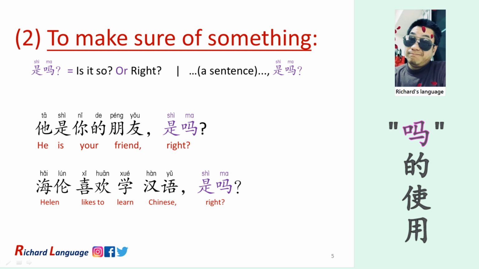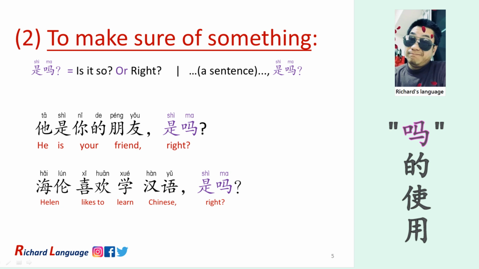Okay, let's talk about the second meaning of the word 吗. And the second meaning is to make sure of something. And the usage and the term and the sentence we use is like 是吗? 是吗? Which means it is so or right. And the sentence pattern is, first of all, you say a sentence and then you follow with 是吗? Which means right or is it so?